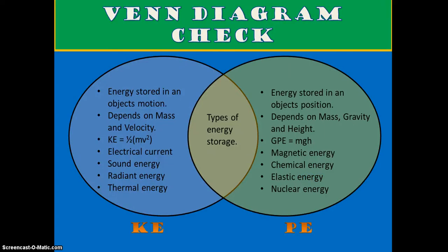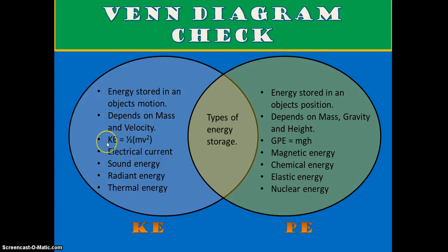Now that you've had a few minutes to complete the activity, let's check your answers, and please feel free to make any corrections as you need. Kinetic energy is energy stored in an object's motion, so motion, storage because of motion. The amount of kinetic energy an object has depends upon the mass of the object and its velocity. The bigger it is, the more kinetic energy it's going to have. The faster its velocity, the more kinetic energy it's going to have.